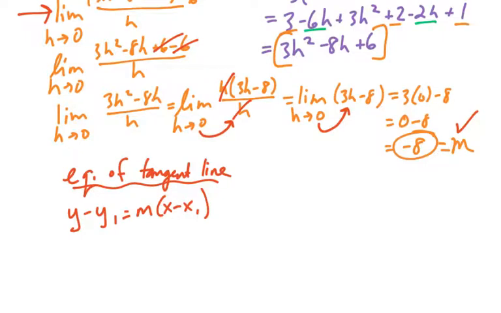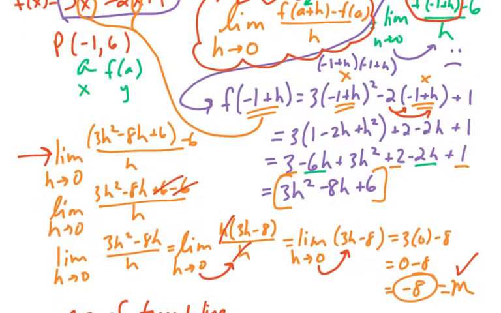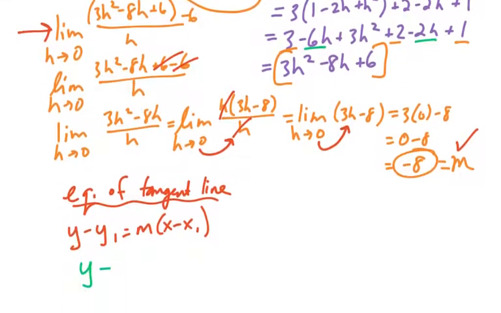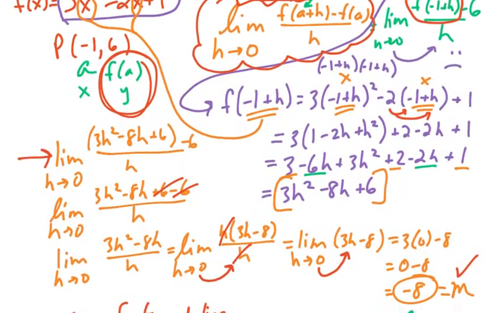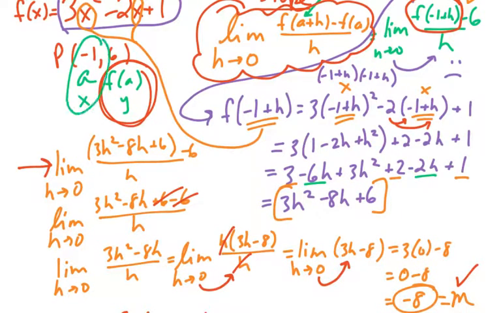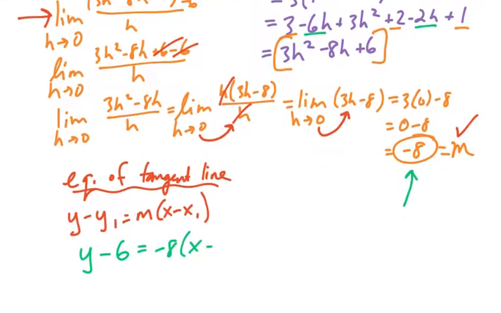Okay, ready? Let's plug it in. We get y minus, well, what was your y value? Do you remember? It was up here on top. It was f of a, right up here. It's 6. So y minus 6 equals the slope you just worked so hard over here to find, negative 8 times x minus, what was the x value that we plugged in? Go back to the top if you need it. Right up here, negative 1. Okay, I like those negatives so we can maybe get rid of that.